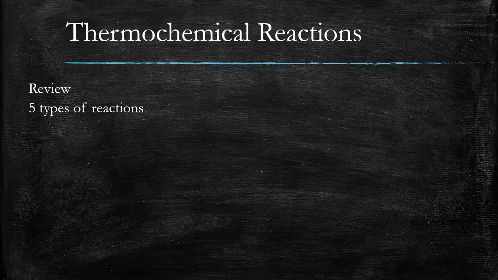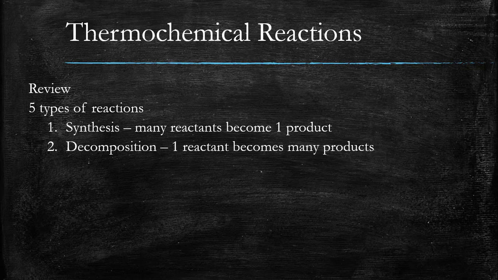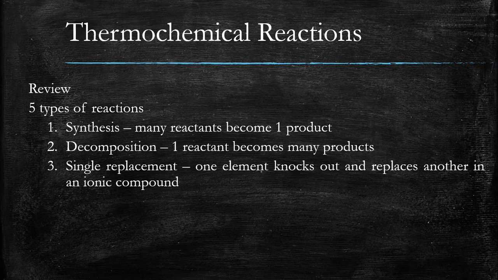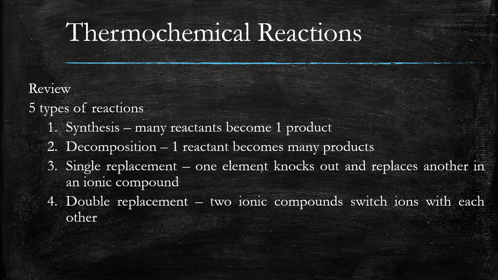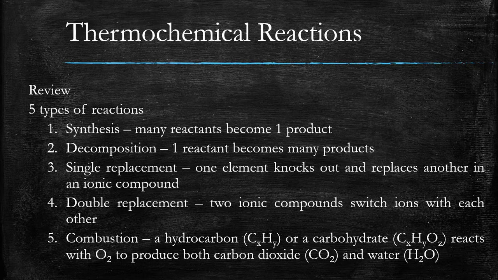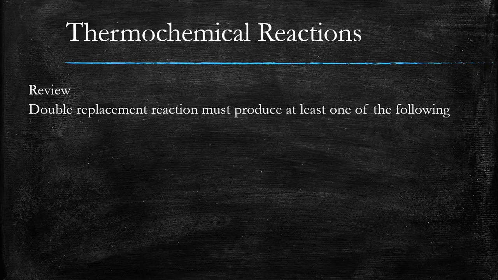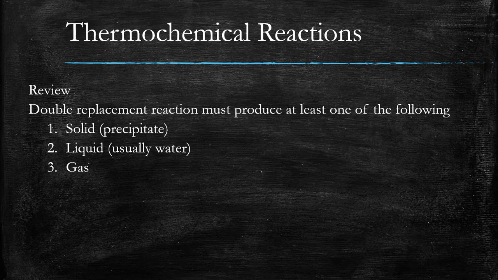So to review, 5 types of chemical reactions. Synthesis, many things become one product. Decomposition, one reactant becomes many products. Single replacement, one element knocks out and replaces another in an ionic compound. Double replacement, 2 ionic compounds switch ions with each other. And then combustion, where a hydrocarbon or a carbohydrate reacts with oxygen and you end up with carbon dioxide and water. Double replacement reactions must produce a solid, a liquid, or a gas, or any combination of the three.